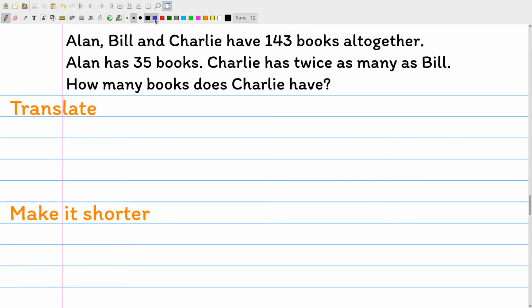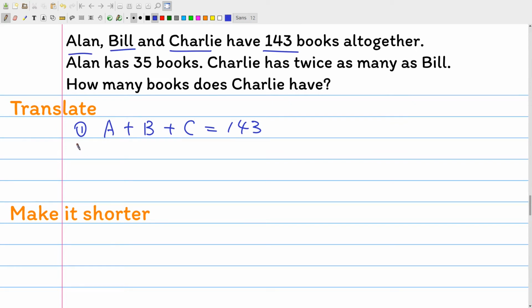I use a different color to highlight what I write. Alan, Bill, and Charlie have 143 books. This is the first sentence. How do we translate it? We can use A to represent Alan, B to represent Bill, and C to represent Charlie. We just want to make things shorter and easier. The first sentence translates to A plus B plus C equals what? 143. Done. This is our translation for the first sentence.